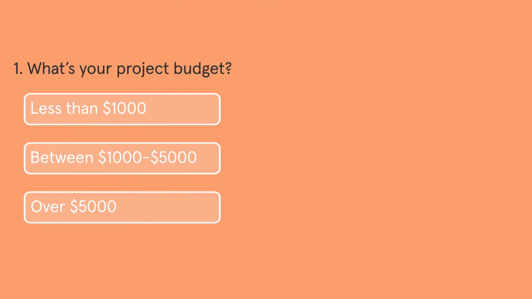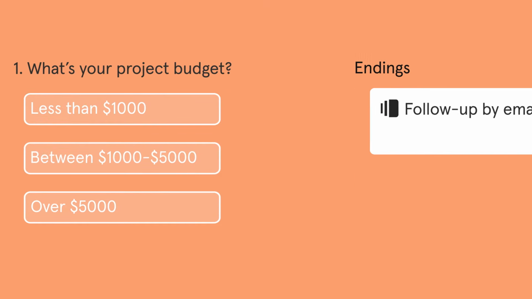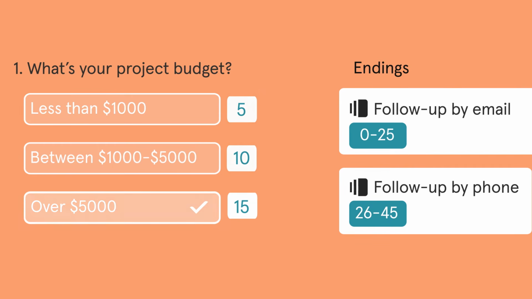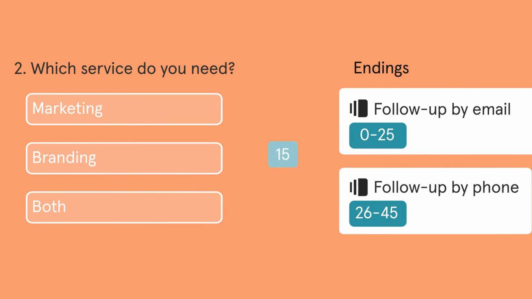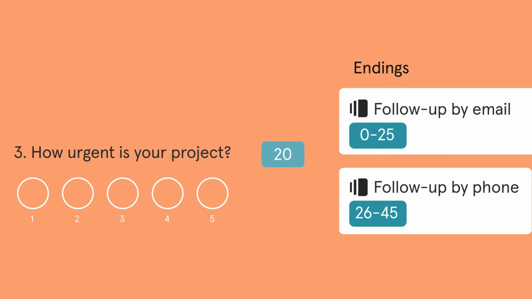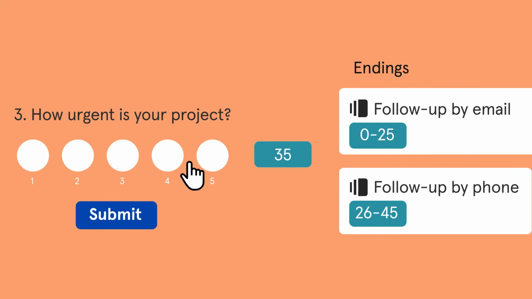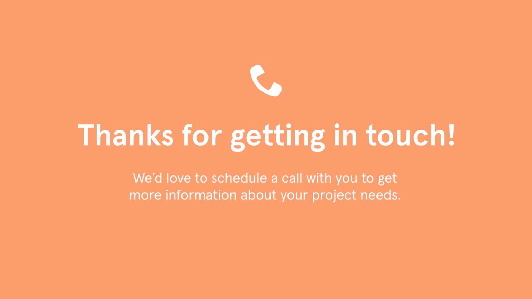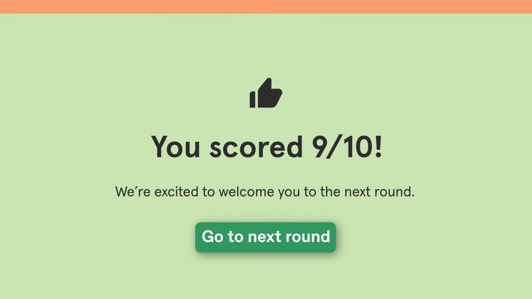A score quiz works in a similar way, except instead of assigning each answer to an ending, you assign points to each answer and then assign a score range to each ending. As your respondents go through your Typeform, their score will be added up and they'll land on the ending assigned to their score range. Score quizzes are ideal if you're looking to score leads or assess knowledge.